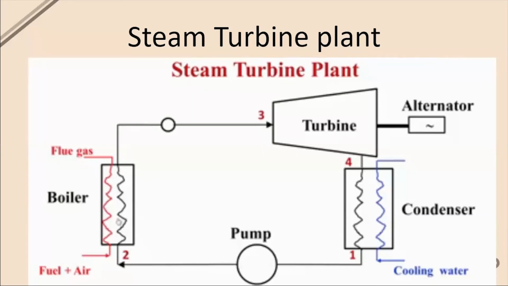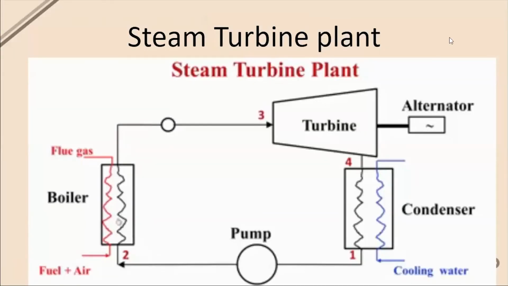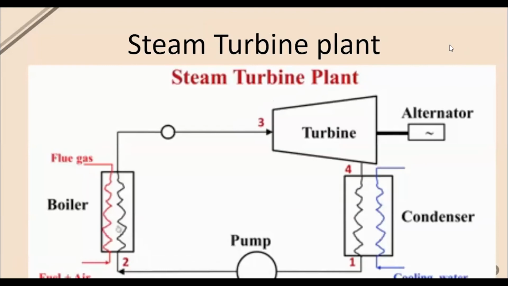So if you see, there are some numbers. One at the extreme bottom side is from the condenser to a boiler, and between condenser and boiler we have a pump. So between point one and two, we have a pump. The pump basically pumps water onto the boiler. And from the boiler, the steam goes to point 3, the turbine, where the expansion takes place. From the turbine, after the work is done, it is sent to the condenser to condense the steam. This is the shaft output. You can see a thick black line which is connected to the alternator. That is where the electricity generates.